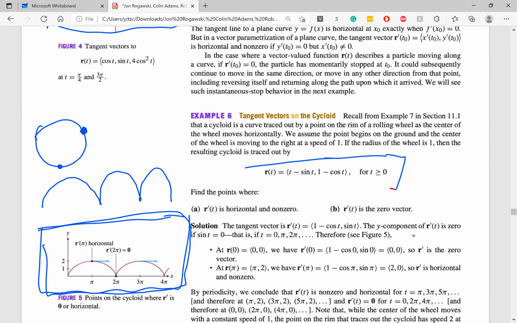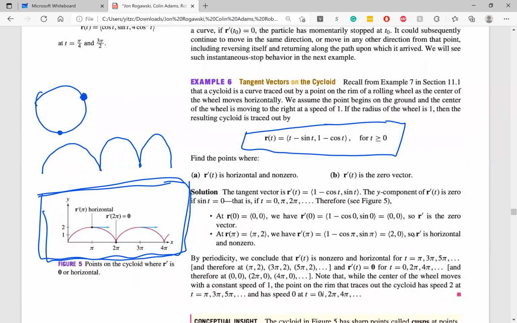And they tell you that when the radius of the wheel is 1, the resulting sinusoid is given by this curve over here for t bigger than 0. So, okay, we're imagining that we only move forward in time. They ask us to find the point where r prime is horizontal and non-zero. So that would be these points over here. So find where the vector is horizontal to the x-axis, and find the points where r prime has the 0 vector, and that happens here or here.